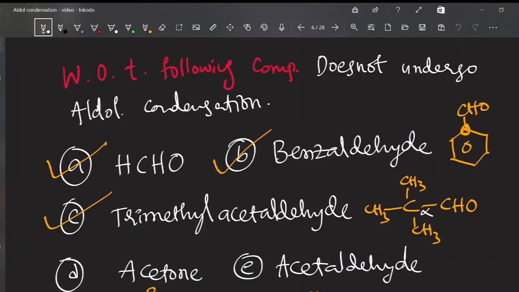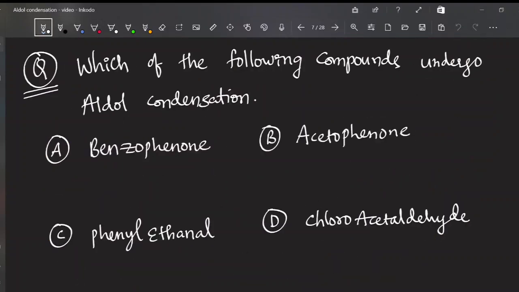Clear? Let's see another question. Which of the following compounds undergo aldol now? In the previous one I asked which does not undergo.